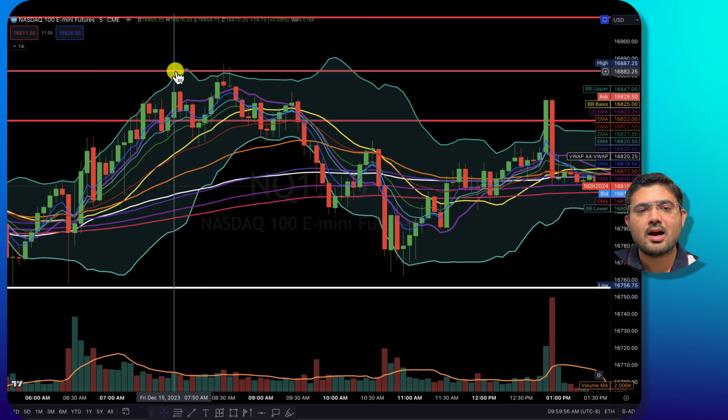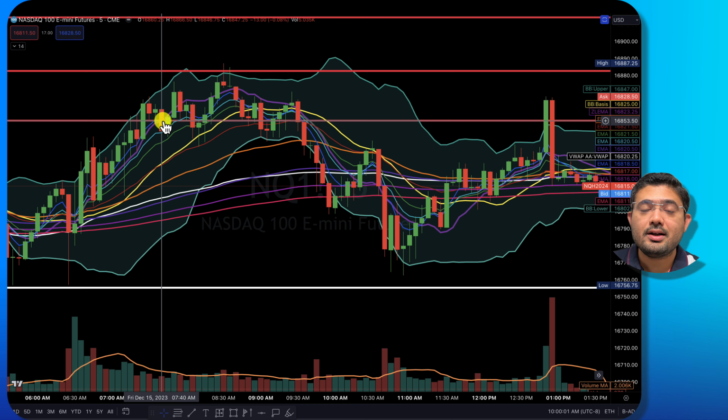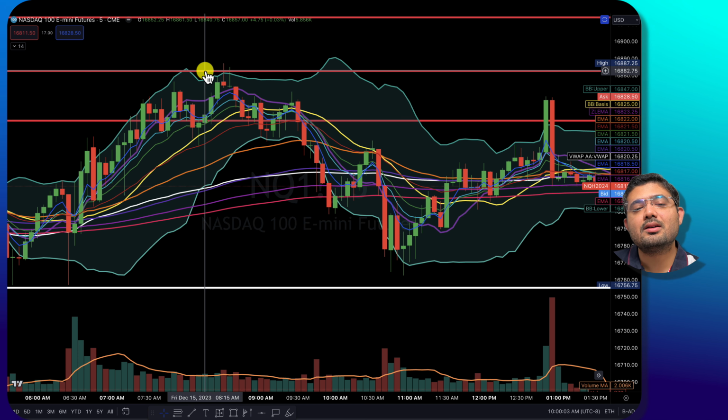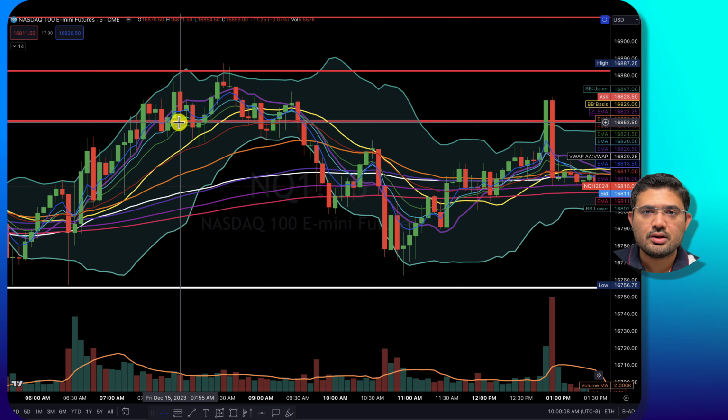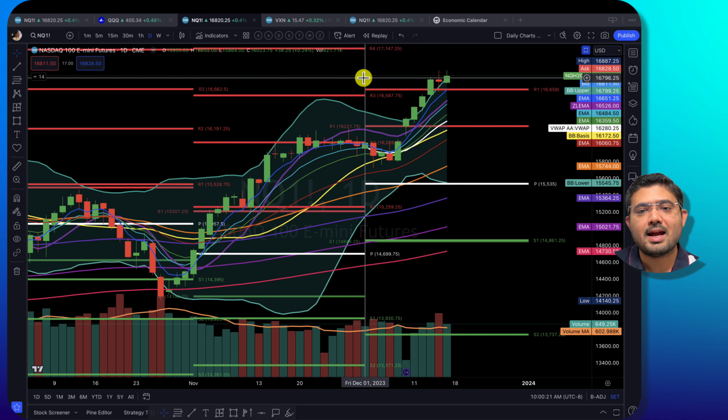Now, you may ask, how can there be two R1 levels? One is the Fibonacci type pivot level, and the other is the standard pivot level. Now, the million dollar question is, which pivot level should I trust, and why should I trust it? To answer that question, you need to go to the daily analysis and see.